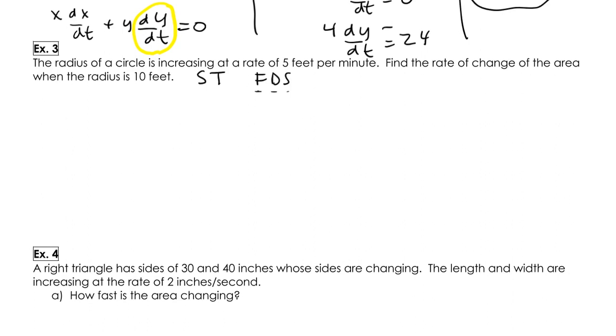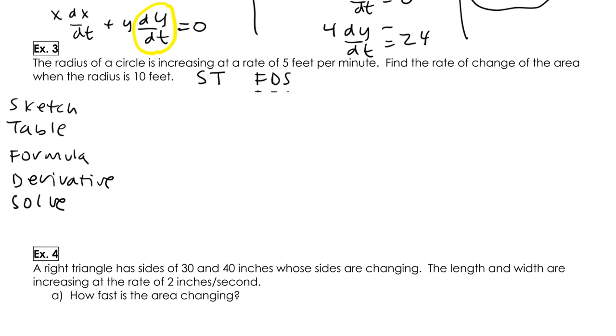Okay. So the S stands for sketch. So we have space over here, so we are going to sketch. We are going to make a table. There's our T. Then we are going to come up with our formula. We are going to find the derivative, and we are going to solve. So this is going to be a 5-step process. We are going to take this story problem and make it not complicated by doing this.